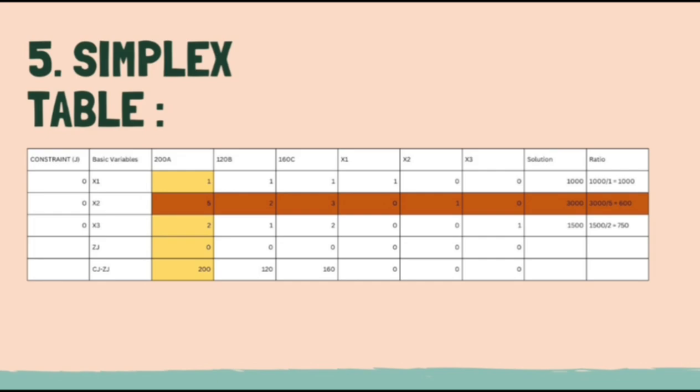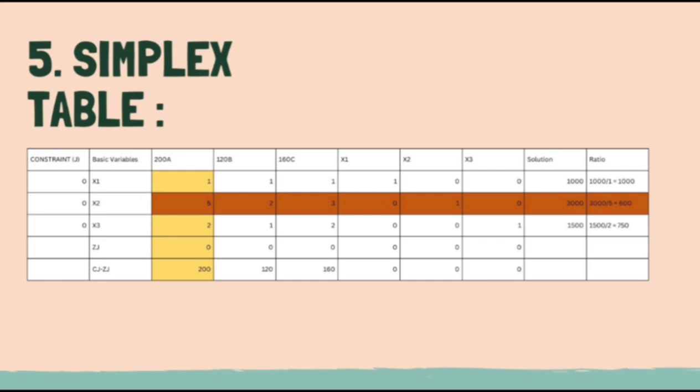To identify the leaving variable, we have to calculate the ratio. As you can see, when the calculation has been made, the x1 ratio is 1000, the x2 ratio is 600, and the x3 ratio is 750. So we know that the x2 ratio is 600 and it is the smallest positive ratio, and that is our leaving variable, which is x2. So x2 is the leaving variable and A is the entering variable.